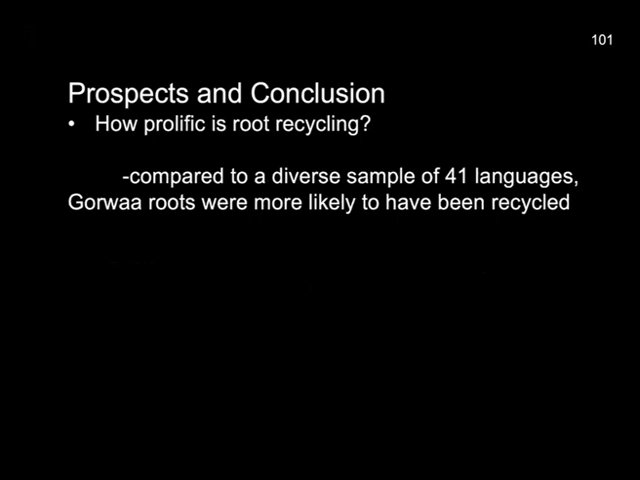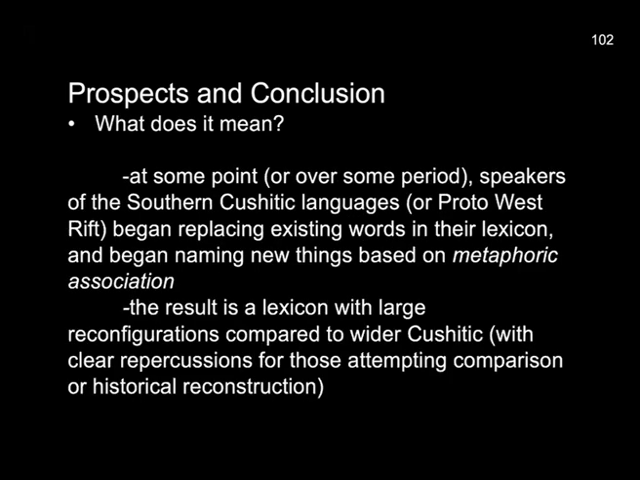Regarding the second question, when measured against a sample of 41 typologically diverse languages from different parts of the world, Gorwaa roots were significantly more likely to have been recycled. This may be a reflection of the fact that there is better material for conducting etymological work with Gorwaa and Southern Cushitic than the languages of the overall sample, and that's a real advantage for us. But it may also mean that Gorwaa and the Southern Cushitic languages have genuinely appealed to this operation more extensively than other languages have. What does this mean?